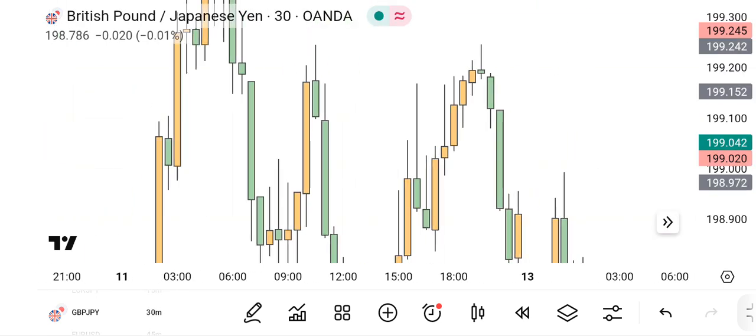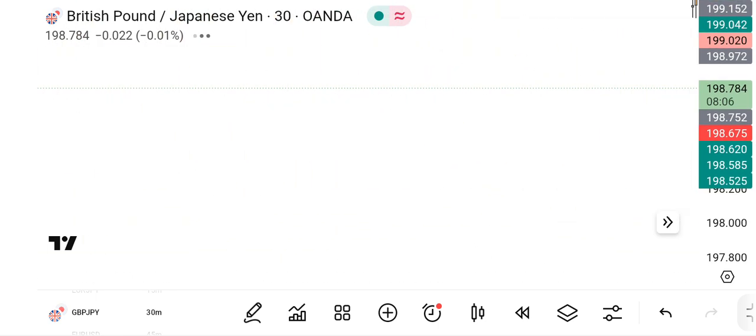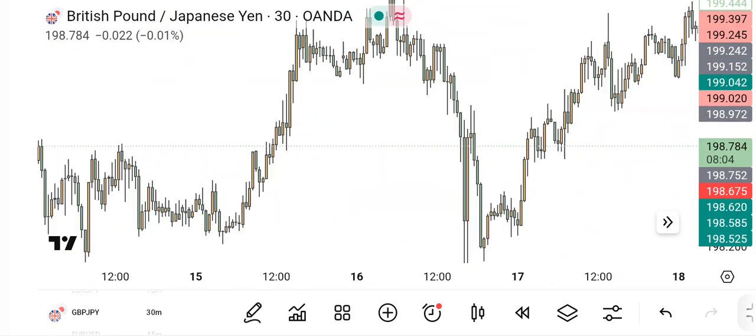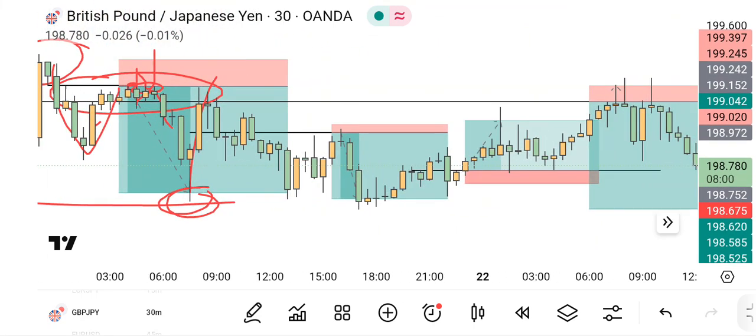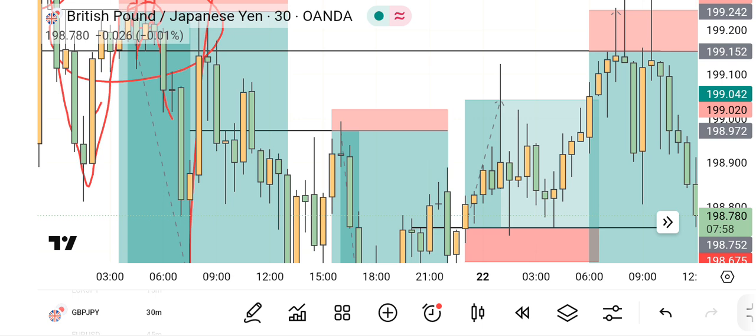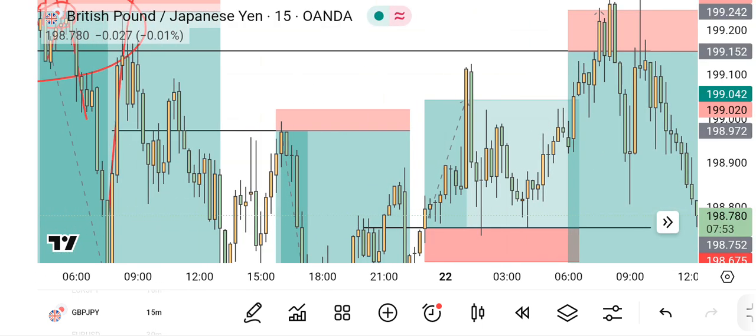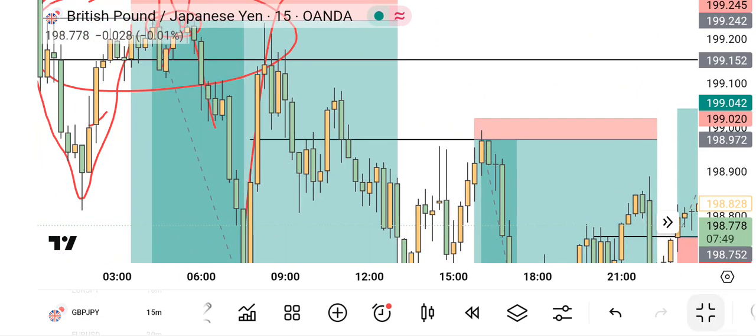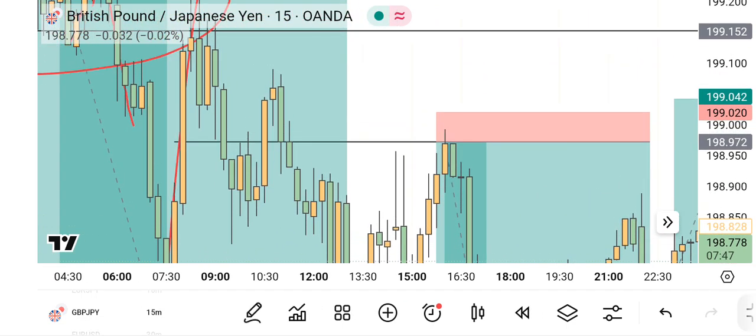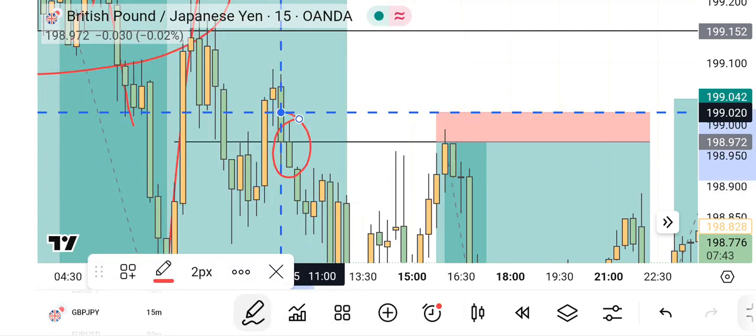So for the second entry, which was this, I think on 15 minutes time frame or 5 minutes time frame, that's how I got it. I think yes, it's on 15 minutes time frame using the gap SNR, this zone.